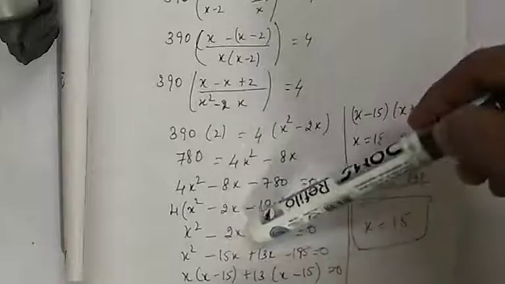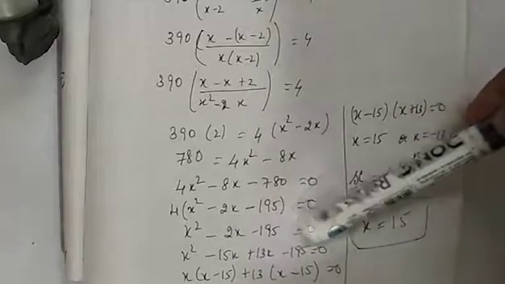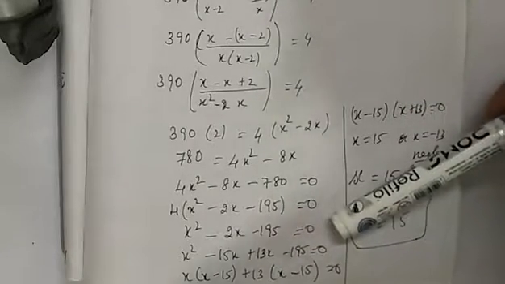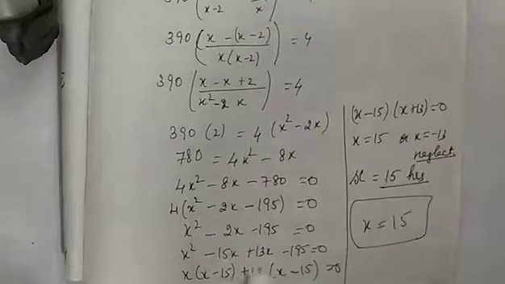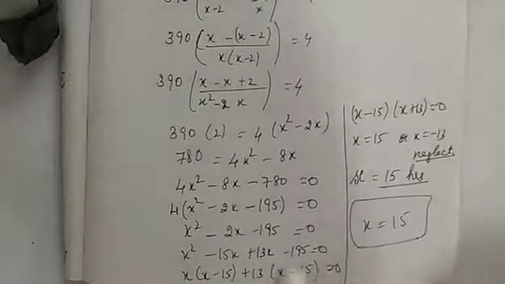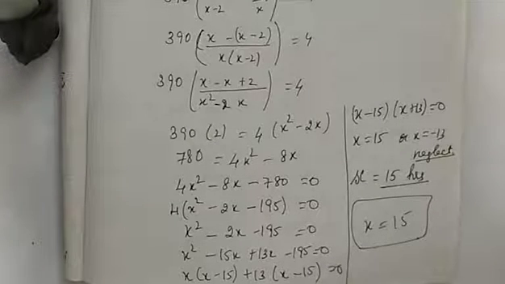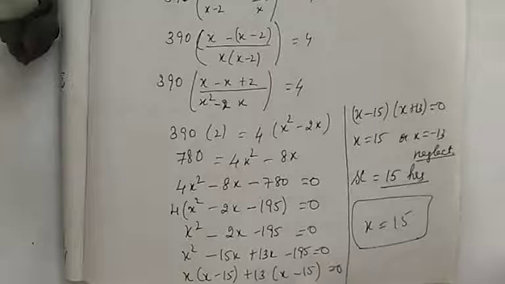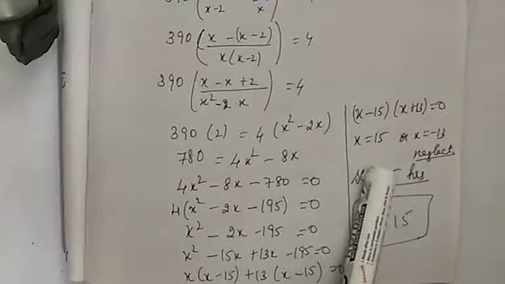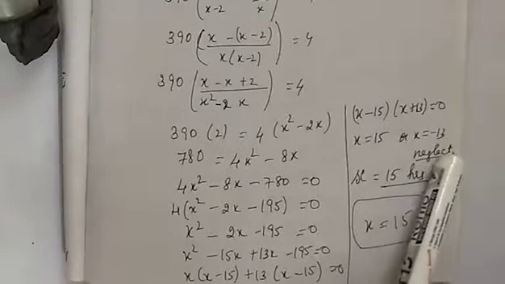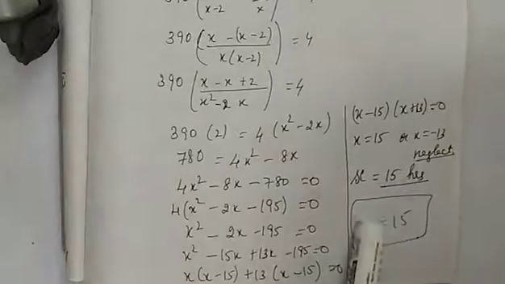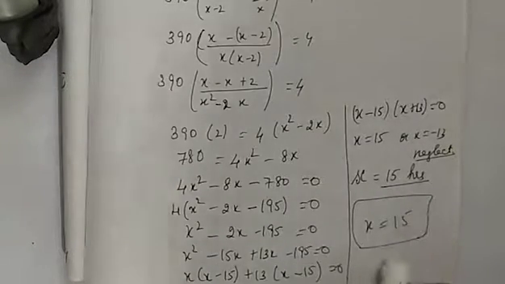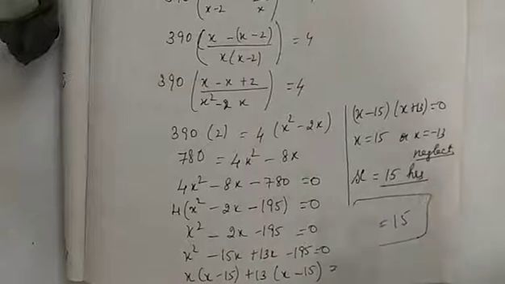x square minus 2x minus 195 is equal to 0. Then split the middle term. x square minus 15x plus 13x minus 195 is equal to 0. Then x into x minus 15 plus 13 into x minus 15 is equal to 0. x is equal to 15 or minus 13. Neglect the negative one and write x is equal to 15 hours. So x is equal to 15 hours.